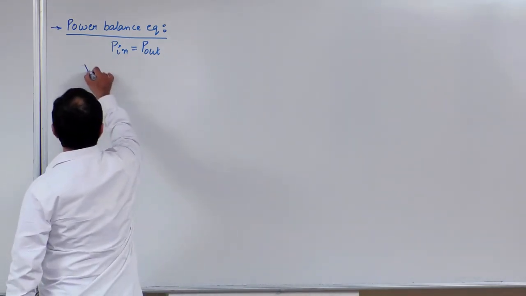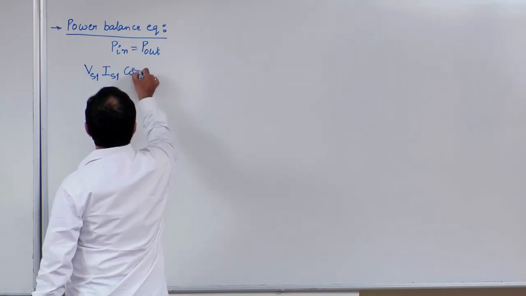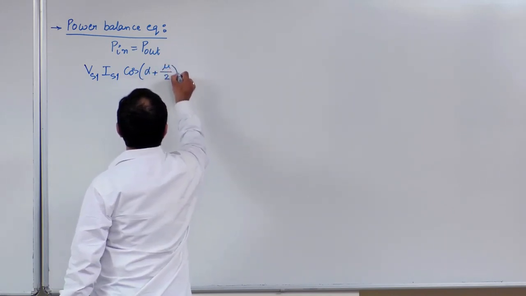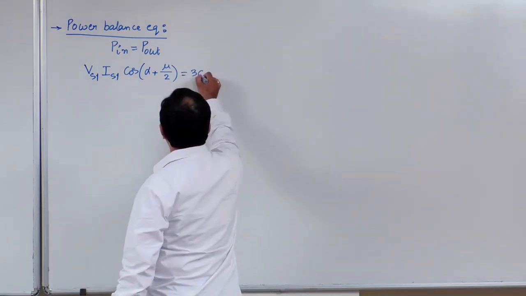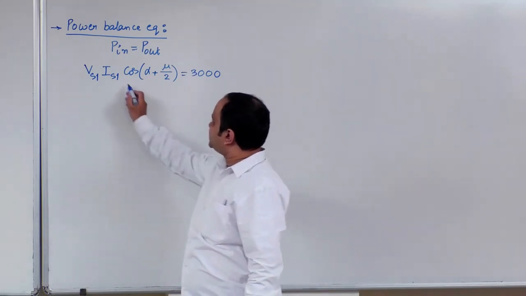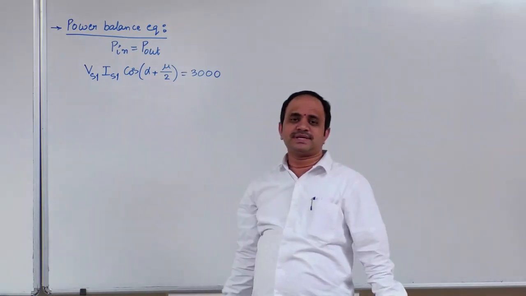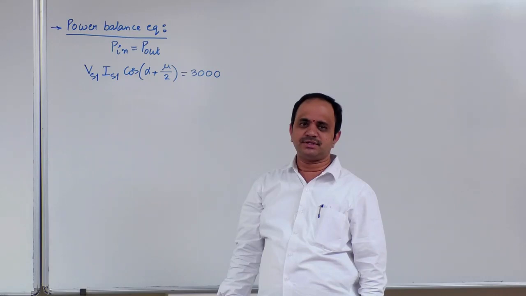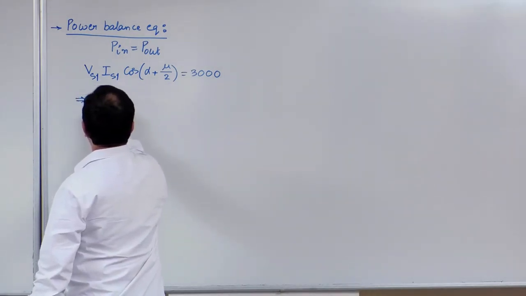So how can you express input power? Vs1 into Is1 into cos of alpha plus mu by 2, that is cos phi 1, is equal to 3000, that is what is given in the problem data, right? Now what is the reason I am expressing in terms of fundamental components? Because the source current is not purely sinusoidal. In this particular problem, it is a trapezoidal function. Therefore, you have to substitute in terms of fundamentals only.